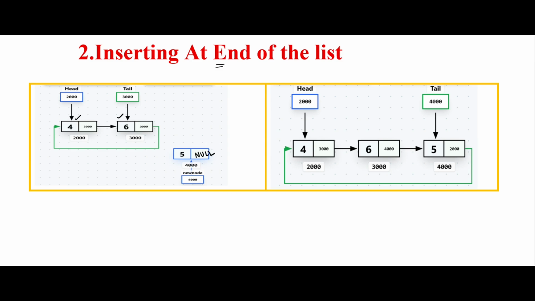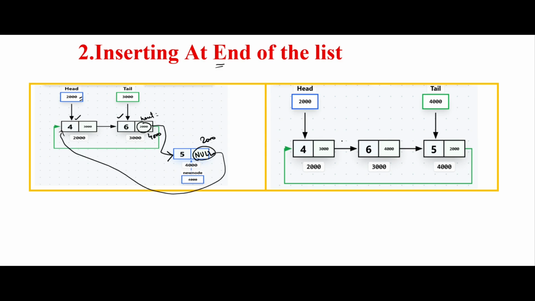So what we have to do now, listen carefully. This is tail's next, what I have to arrange: tail's next is equal to new node. So here I have to assign new node. So what is the value of new node? 4000 will go here, so that it will give link to this. And here also, this is the end part. So the new node's next, what address should be there? Head address should come. So 2000 we have to assign.